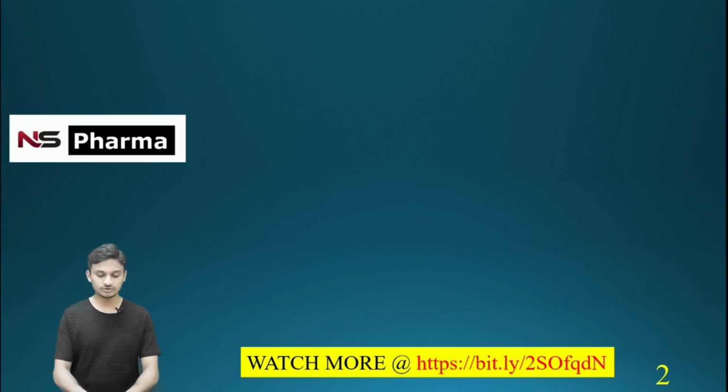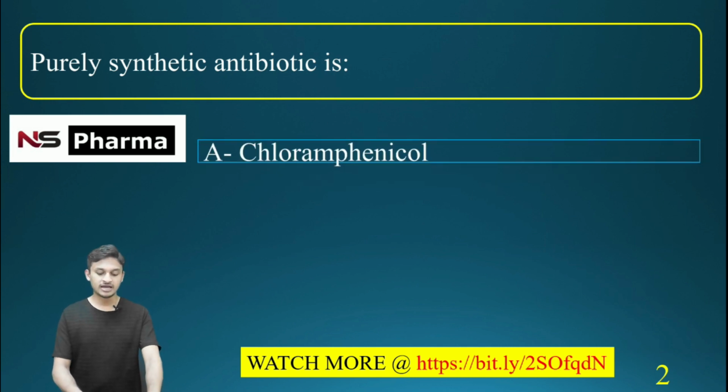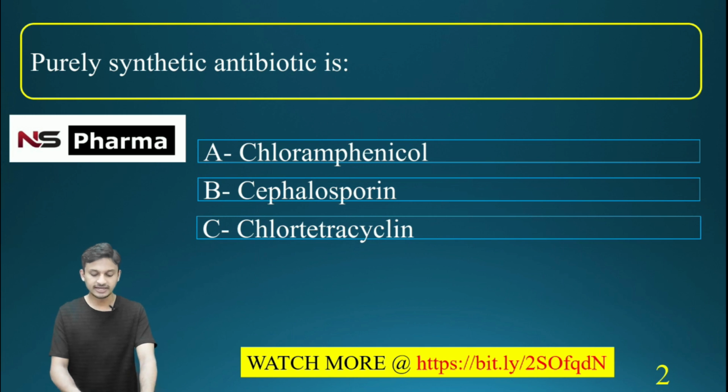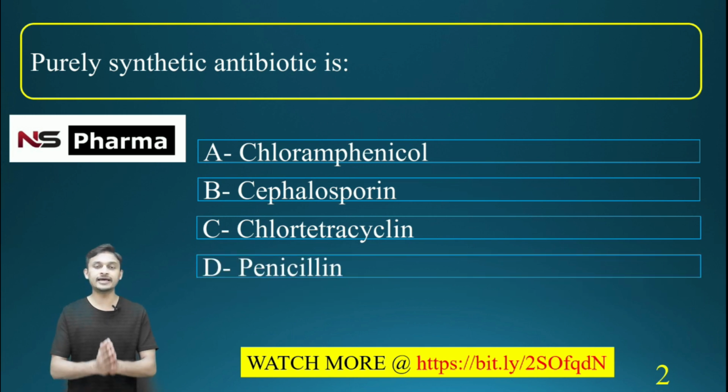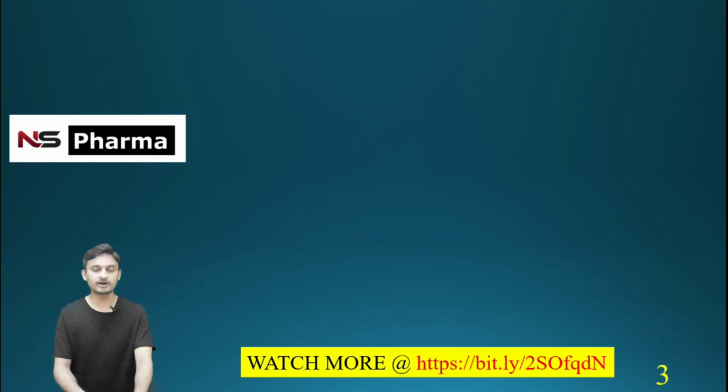Now we are moving to the next question, question number 2. Purely synthetic antibiotic is. Options are: option A chloramphenicol, option B cephalosporin, option C chlortetracycline, option D penicillin. Which of the following is a purely synthetic antibiotic? The correct answer is option A, chloramphenicol.